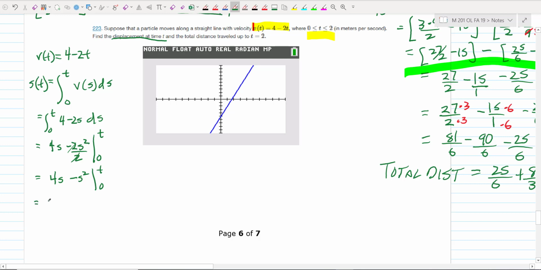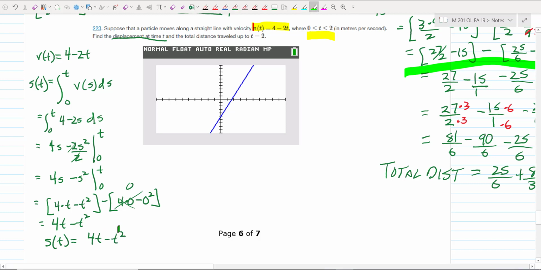Now, by the fundamental theorem, I plug in the t, so now I get 4t minus t to the second minus 4 times 0 minus 0 to the second. Okay, so that's going to give 4t minus t to the second. All this stuff here, of course, is 0, so that's what you'd get. So your function s of t for the displacement is just going to be 4t minus t squared. Okay, so that's what we get there. So that's just a basic integral right there.